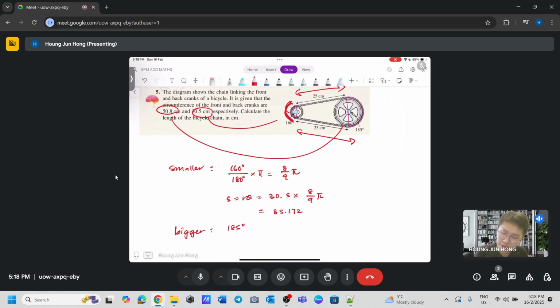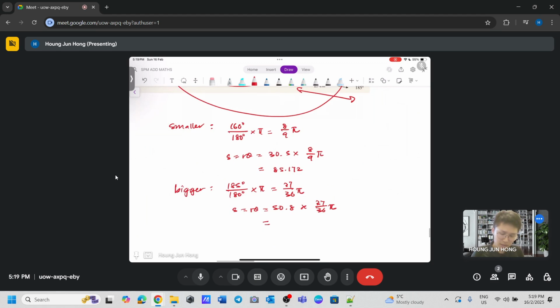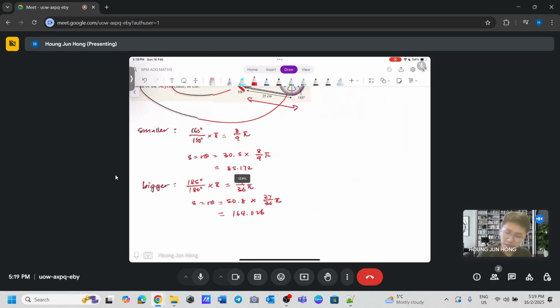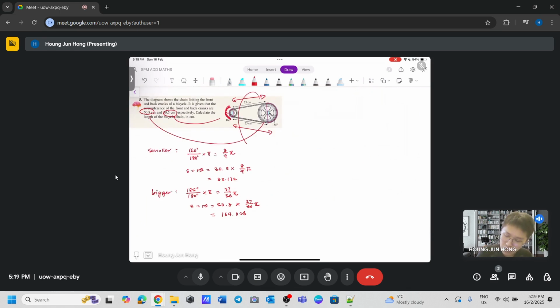Okay, so repeat the process for the other side. Also very simple. Just convert first, and then multiply like that. Then s equal to r theta. So 50.8 multiplied by whatever here. Cool. So the answer is 164.03026. And then essentially just put everything together. You have 225 here, 25 plus 25 plus these two values.